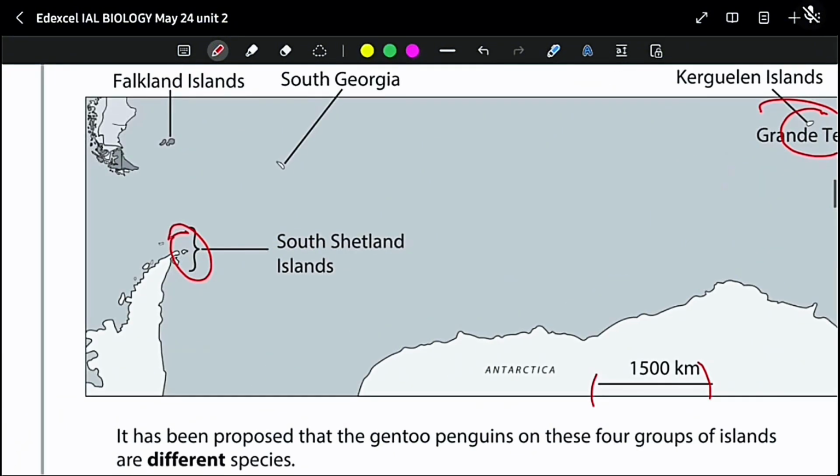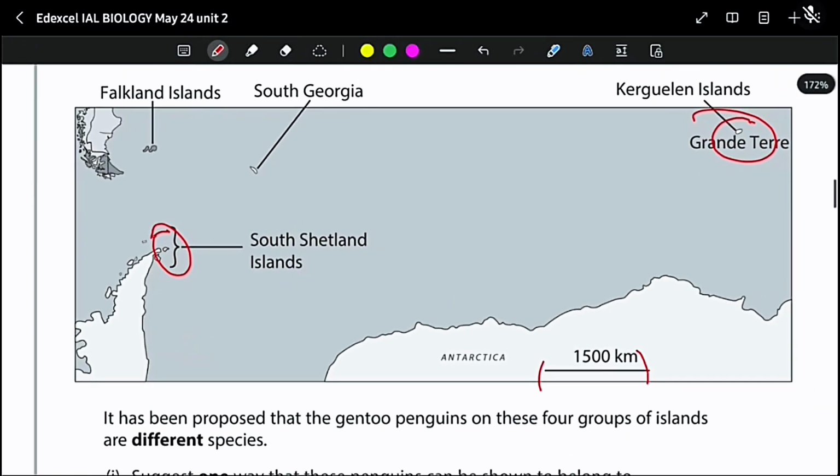And each island has unique environmental conditions. So one island is going to have different environmental conditions than the other island. That could be climate, food availability, competition, predators. So different selection pressures that favor certain traits in each location.